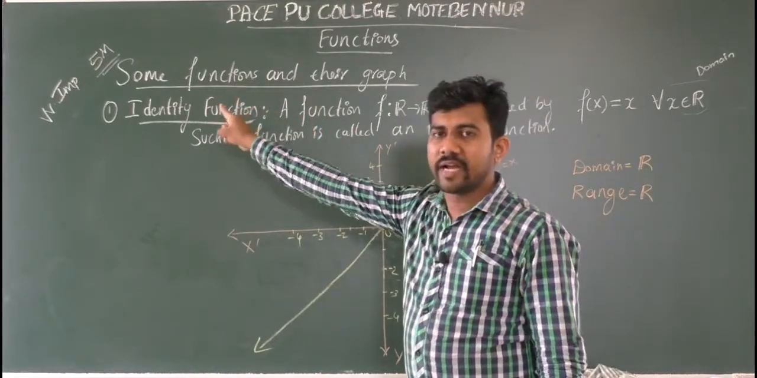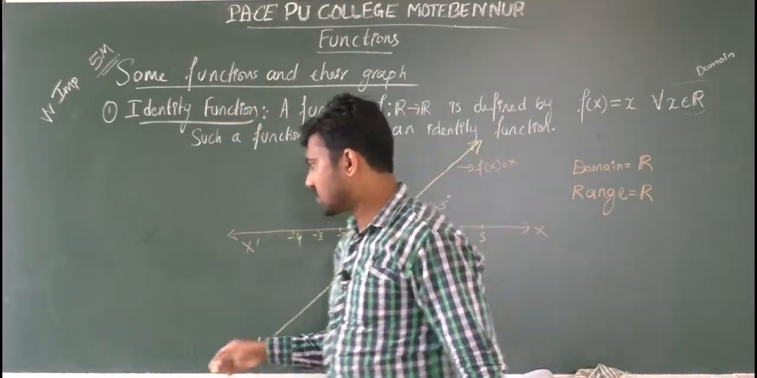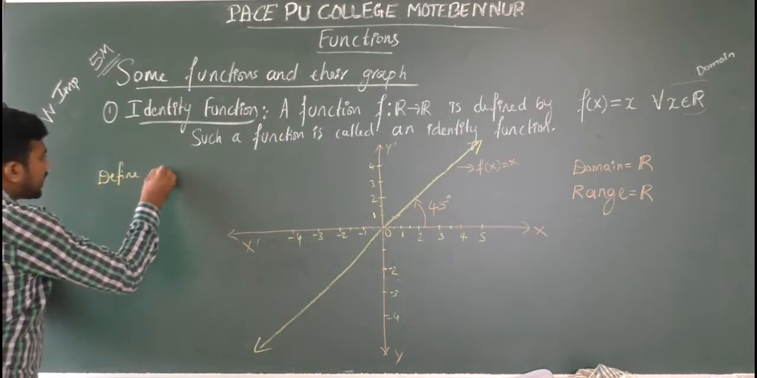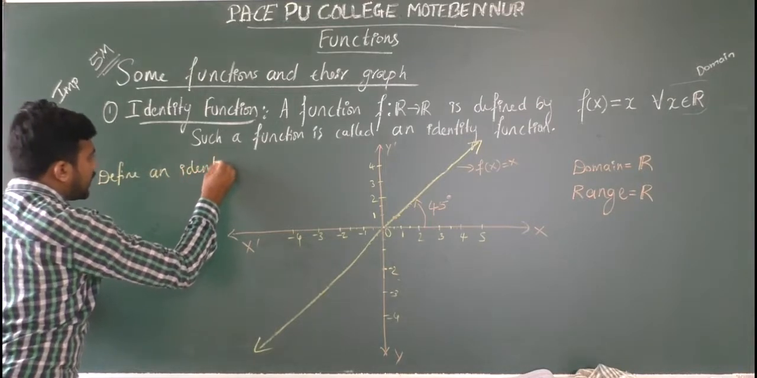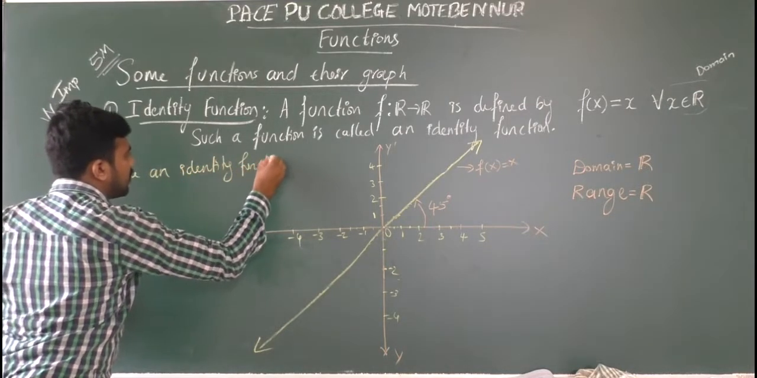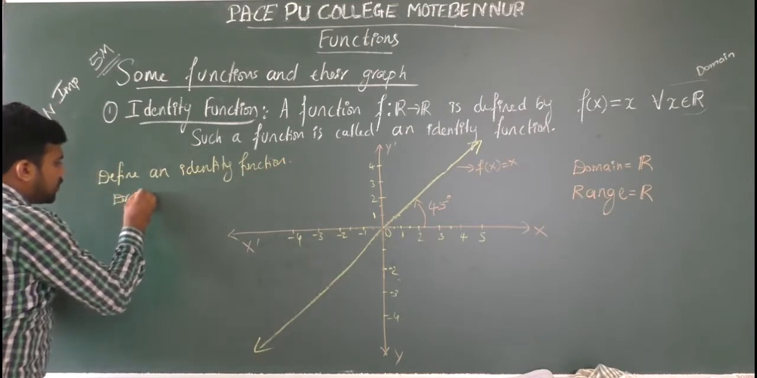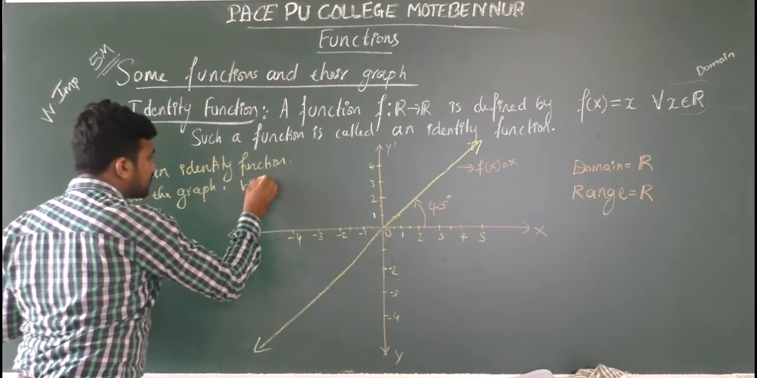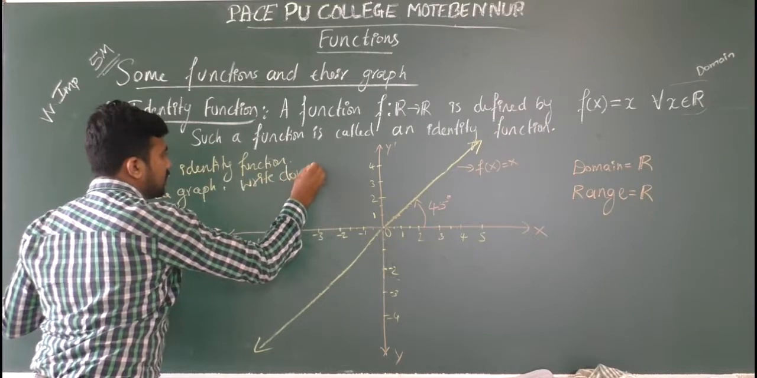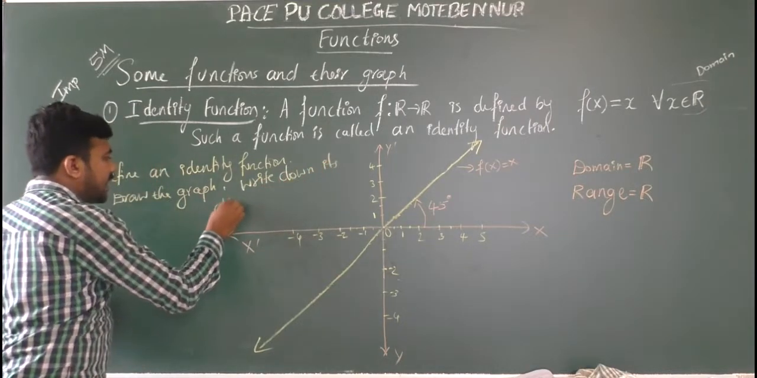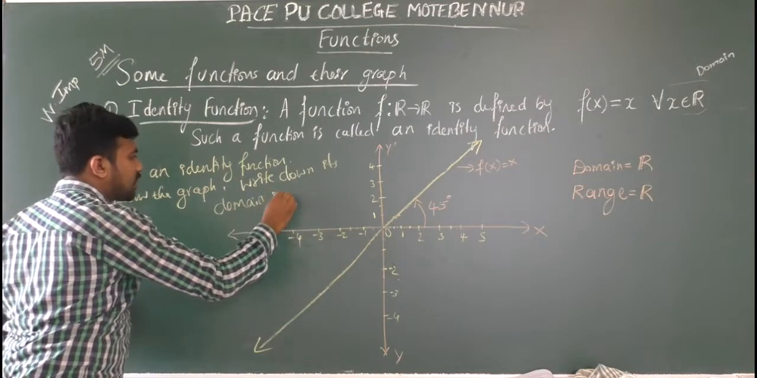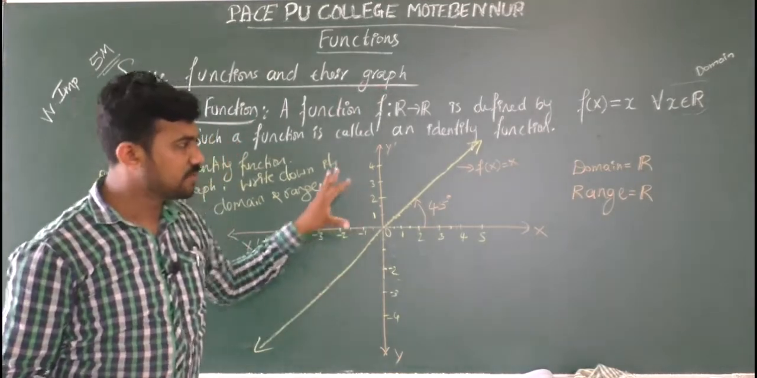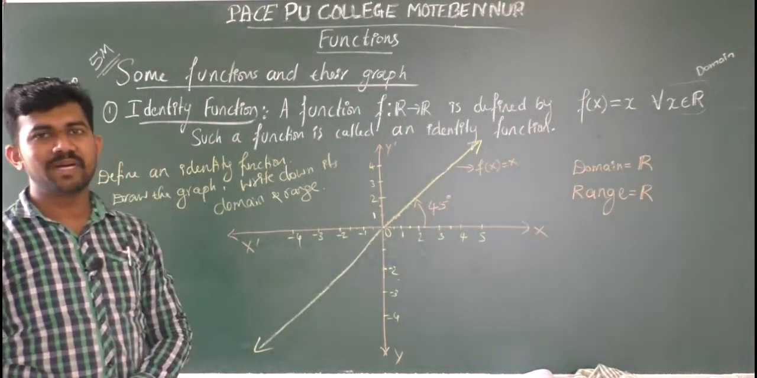Okay, define identity function. How they ask in the exam: define an identity function, draw the graph, or draw its graph, write down its domain and range. A 5-mark question. So like this, you must write the definition correctly, then draw the graph, and then identify the domain and range.